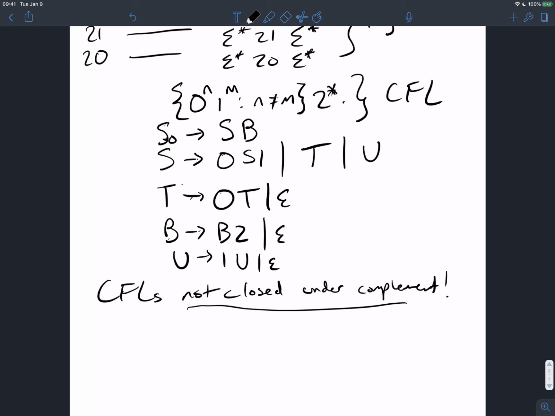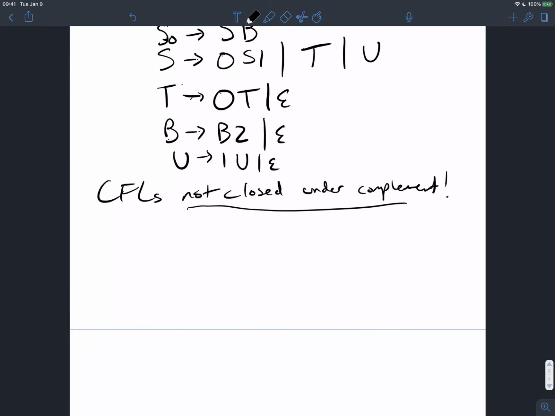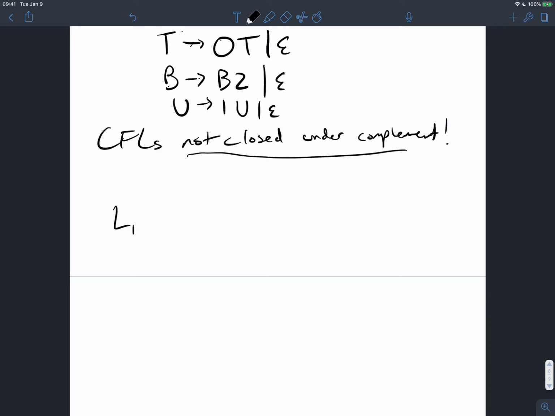Who remembers De Morgan's laws? So what do De Morgan's laws tell us? Could I express intersection in terms of union and complement? If I have two sets, languages, whatever, and I want to express the intersection of them, how do I write that in terms of unions and complements? Yeah, so it's L1 complement union L2 complement, whole thing complement. What does this tell us? If CFLs were closed under complement, what can we say? They're closed under intersection.